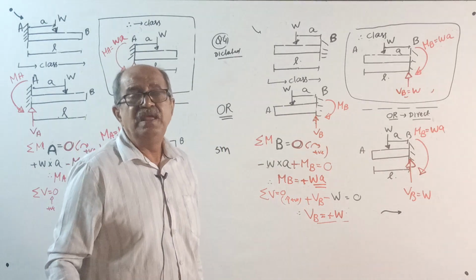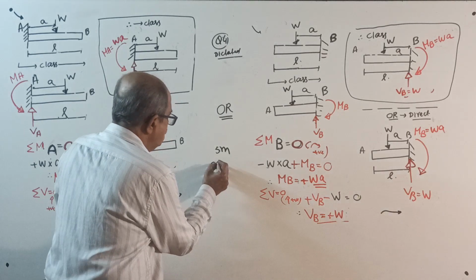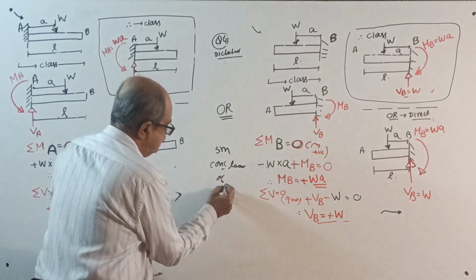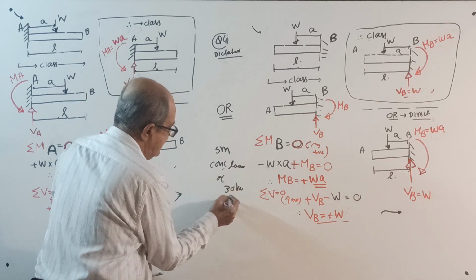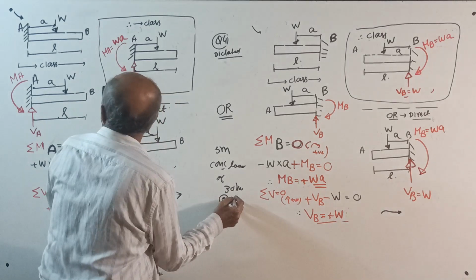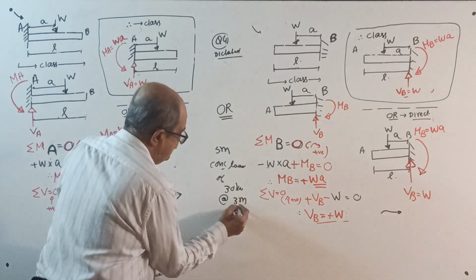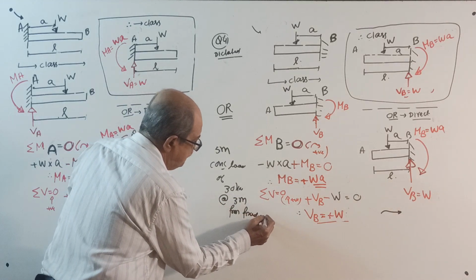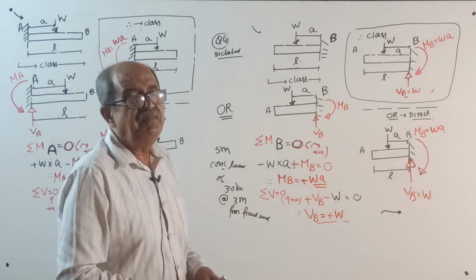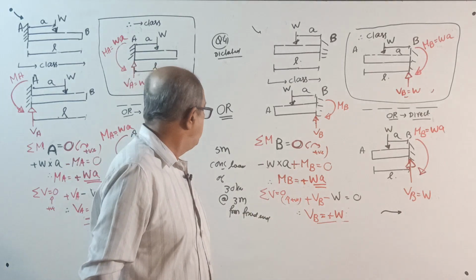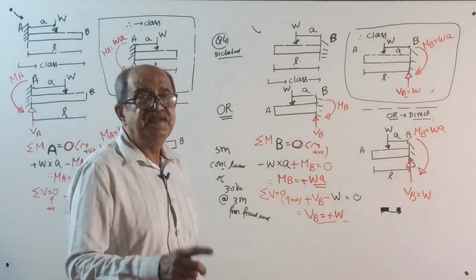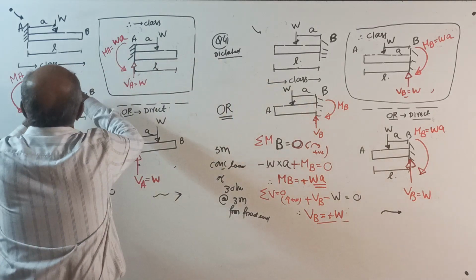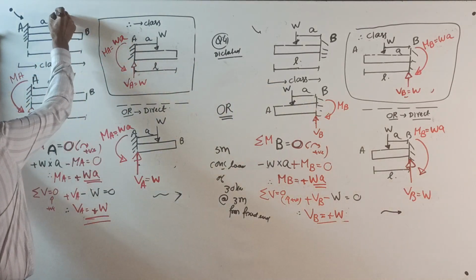It is loaded by a concentrated load of 30 kilonewton at 3 meter from fixed end. I am not telling from left or right. Cantilever beam is of length 5 meter, point load of 30 kilonewton at 3 meter from fixed end. Find support reaction. Left side. To save the time.